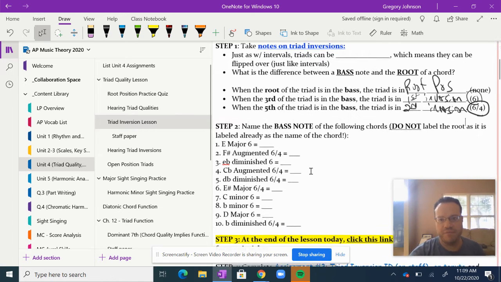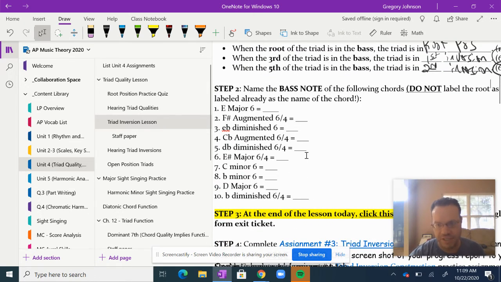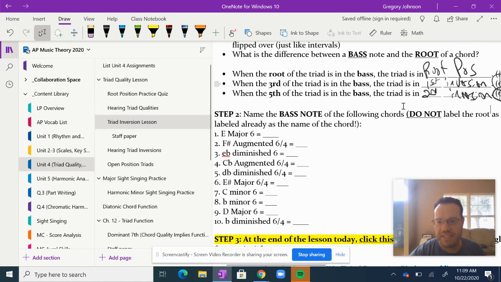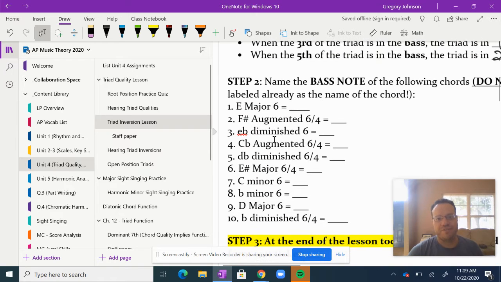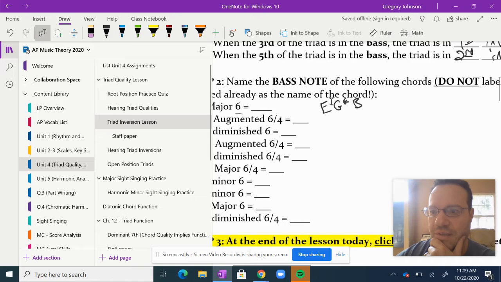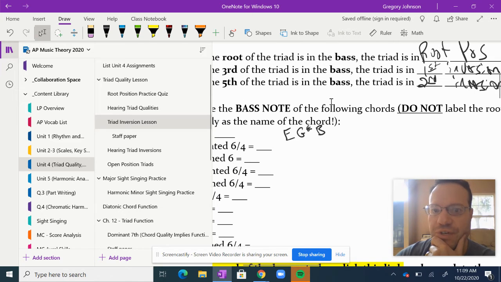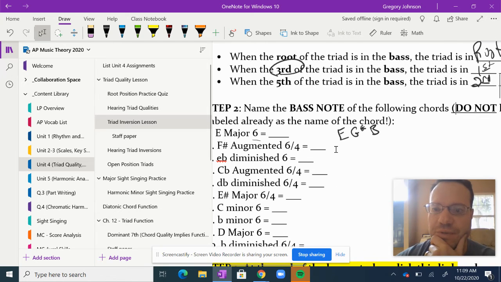Once you understand that concept, that triads, just like intervals, can be inverted, understanding what member of the triad is in the bass tells you the type of inversion. And then here it is, E major 6. So think about the E major triad. E would be the root, G sharp would be the third, and B would be the fifth. If it's a 6 chord, 6 means first inversion, which means the third of the chord is in the bass. So the bass note of an E major 6 chord would be G sharp.